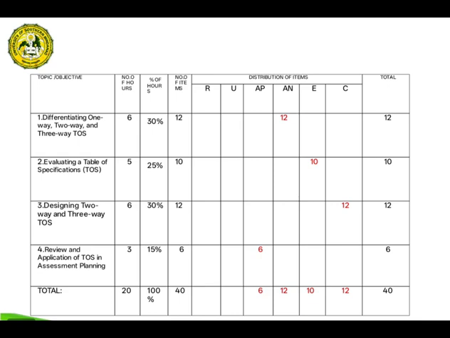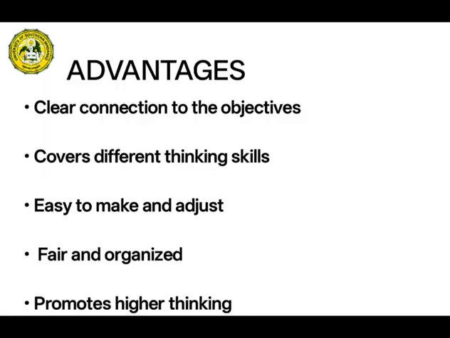Differentiating one-way, two-way, and three-way TOS, differentiate na sa analyzing siya. So, lahat ng items is nakalagay sa analyze. And, ganun din yung process sa 2, 3, and 4 na objectives. Inalign lang siya kung ano yung cognitive skills na nasa objectives. This is the advantages of the TOS without standard.